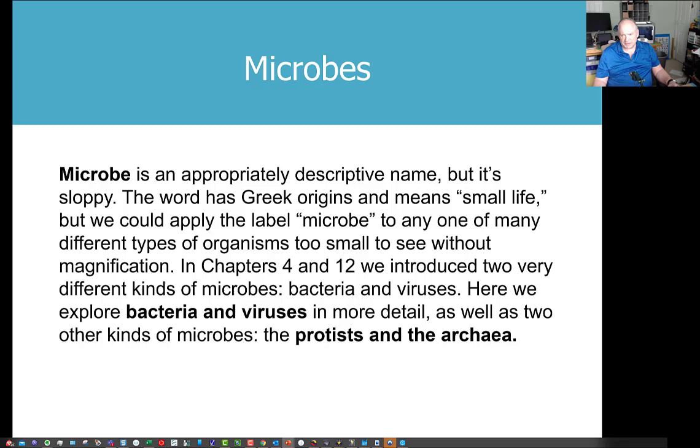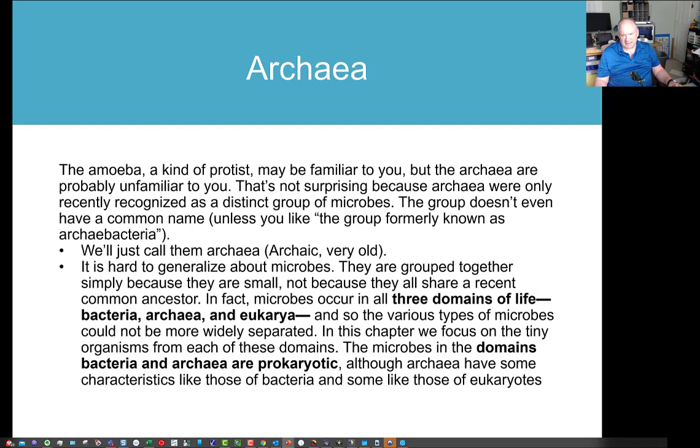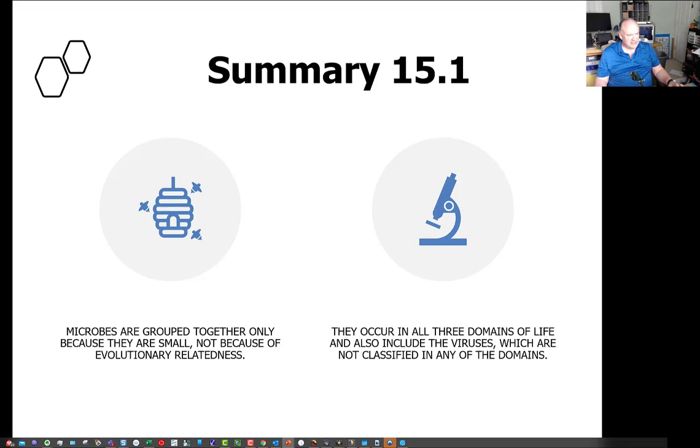Microbe, of course, is from the Greek origins, meaning small life. We've already talked about different types of bacteria and viruses in some introductory chapters, but what I'm after is some of the new things that are pertinent in our life. There are domains of life. We've talked about bacteria, archaea, and eukarya, which covers all the different forms, and we're going to focus more on the prokaryotic or bacterial forms and microorganisms.